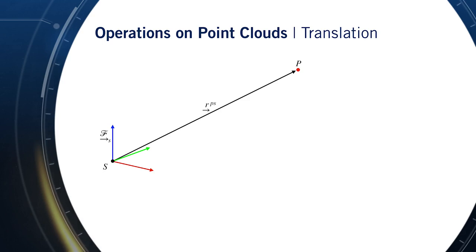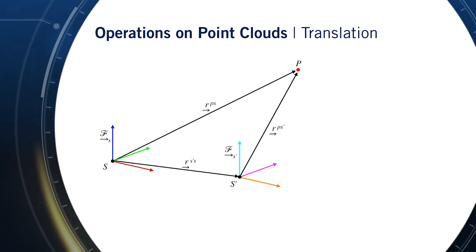We can start by drawing the vector from the origin of our sensor frame S to a point P. Now, consider a second frame S prime, whose origin has been translated relative to S due to motion of the vehicle. Note that the basis vectors of frame S prime are the same as the basis vectors of frame S, only the origin has moved. We can draw another vector from the origin of S prime to the point P. Immediately, we notice that the resulting vector, indicated here, is just the tip-to-tail sum of the other two vectors.